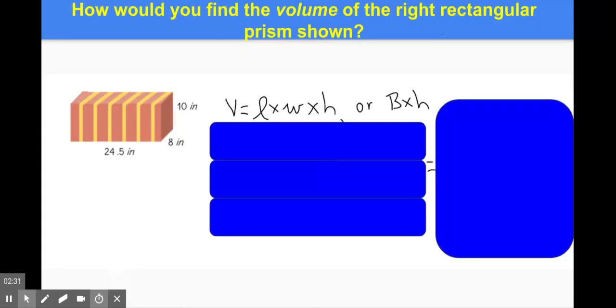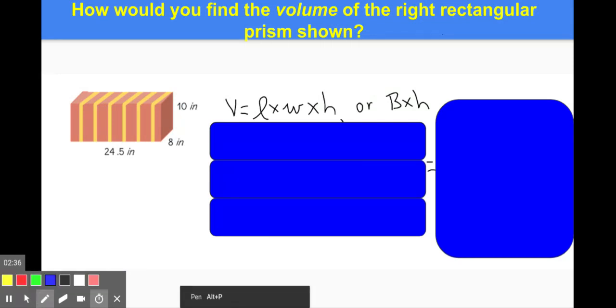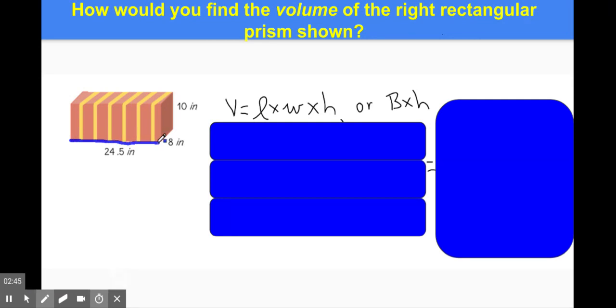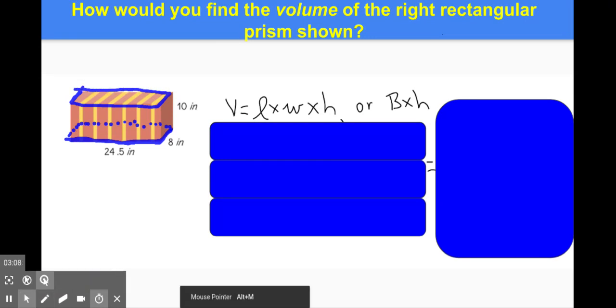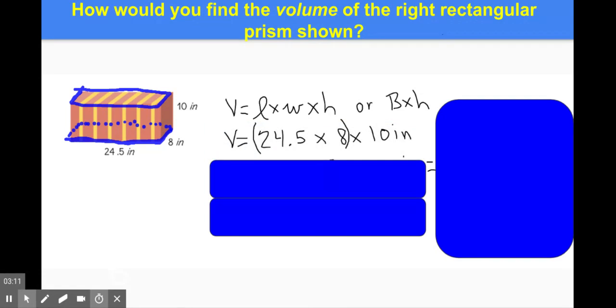Okay, now let me go to a new screen here. So we have the volume, the formula is length times width times height, or base times height. Now the area of the base here is 24.5 inches by 8 inches, length times width. And that gives us the area of the base. I'm just going to put dotted edges for the part we can't see. You can see it here because the opposite face is this one right here, which is 24.5 by 8 inches. Okay, so that's how you set up the formula.